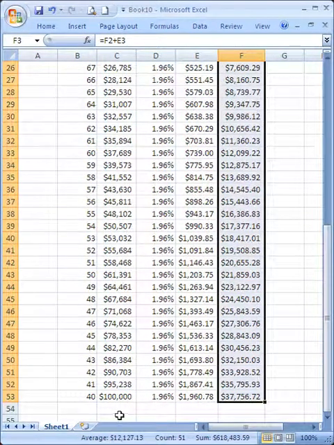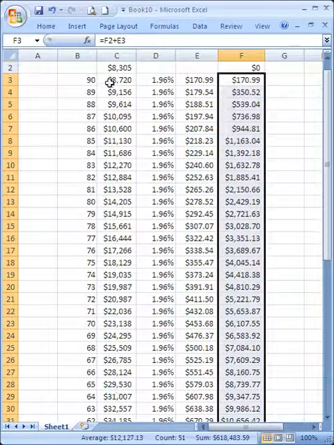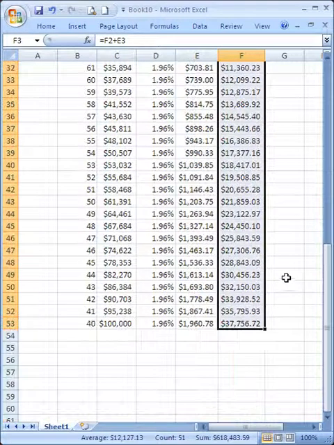The life insurance policy might be worth $100,000. It might be worth $87.20, or any of these amounts in between. The average value, however, is $37,756.72. And therefore, that's the fair value of the life insurance policy right now.